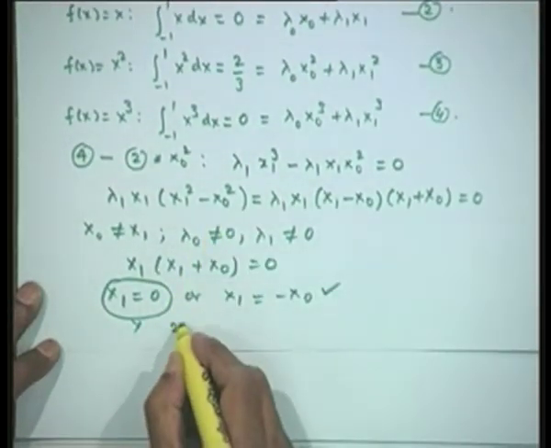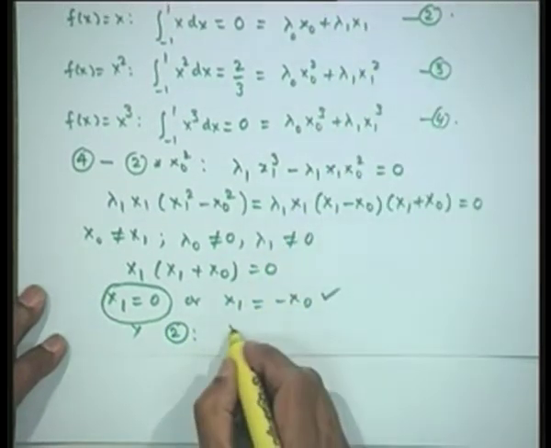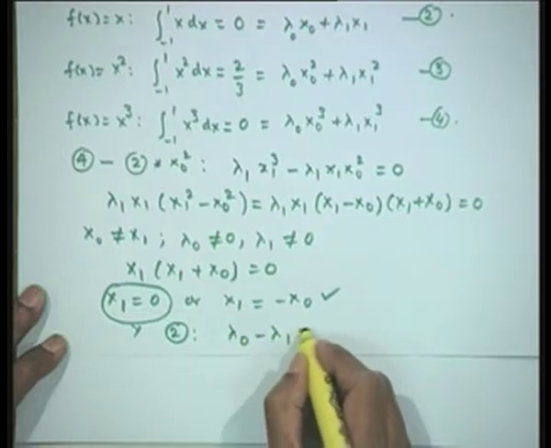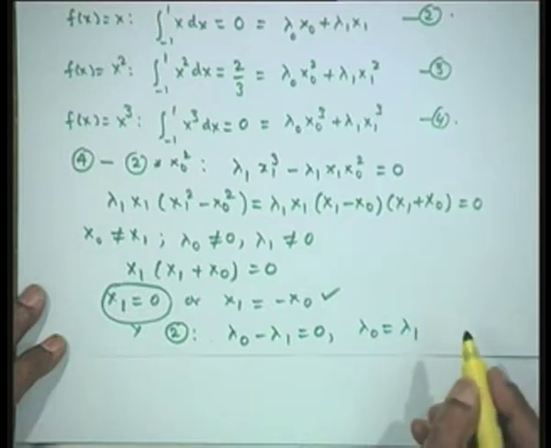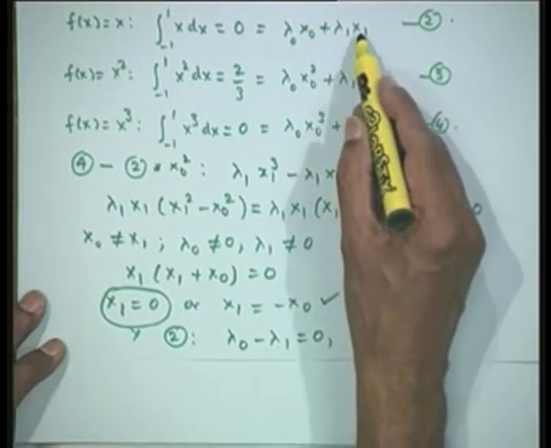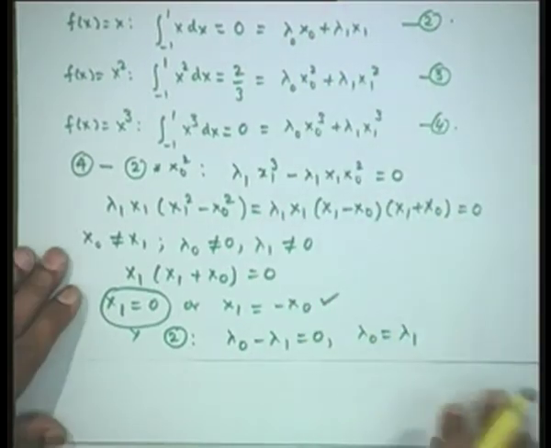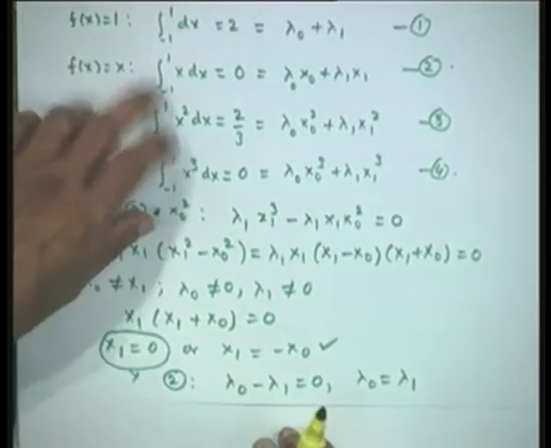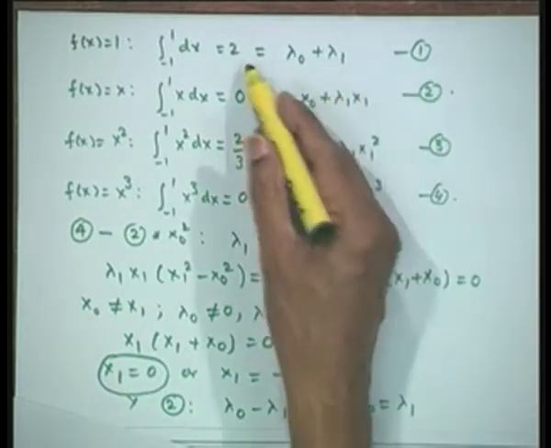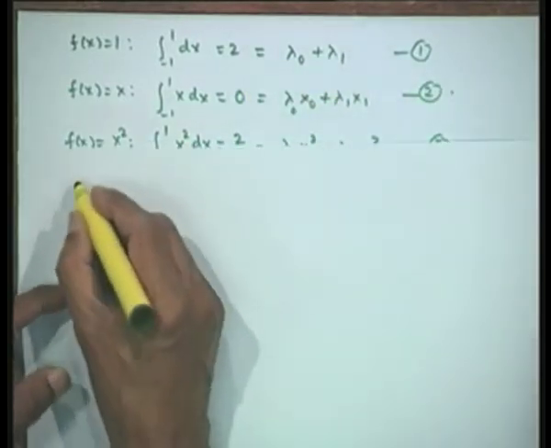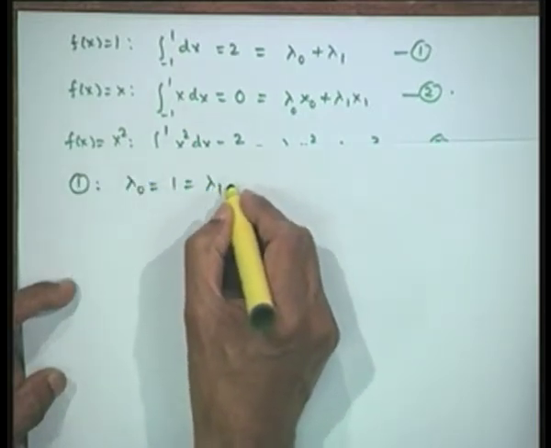Let us substitute in 2, x1 is equal to minus x0. Therefore, that gives you lambda naught minus lambda 1 is equal to 0, or lambda naught is equal to lambda 1. I have substituted in 2. So, x1 is equal to minus x0, x0 is common, cancel off x0. So, we have lambda naught is lambda 1. Once we get this value, I can substitute in 1, lambda naught is equal to lambda 1. So, from 1 it gives you lambda 0 is equal to 1, lambda 1 is equal to 1.